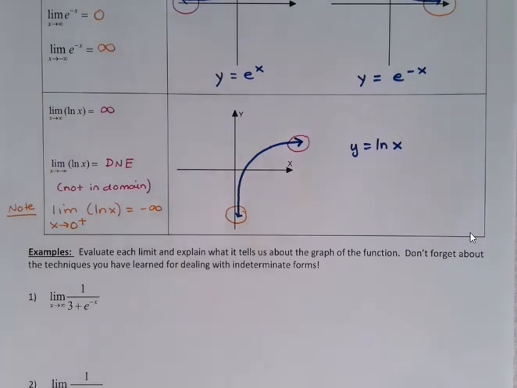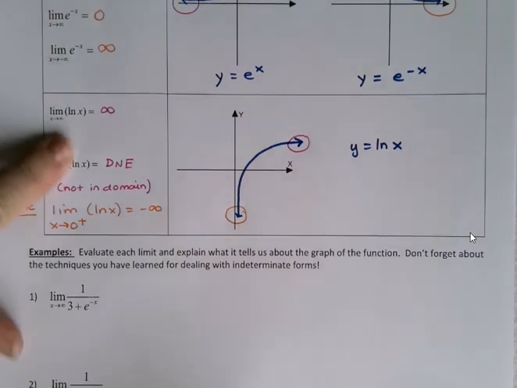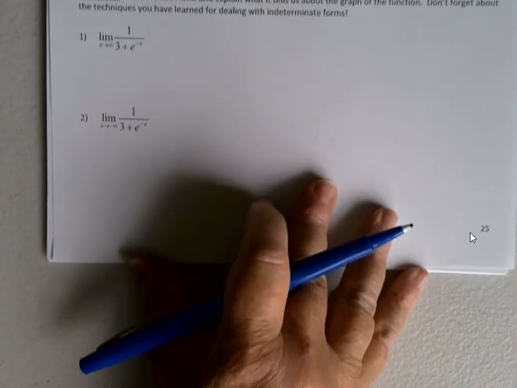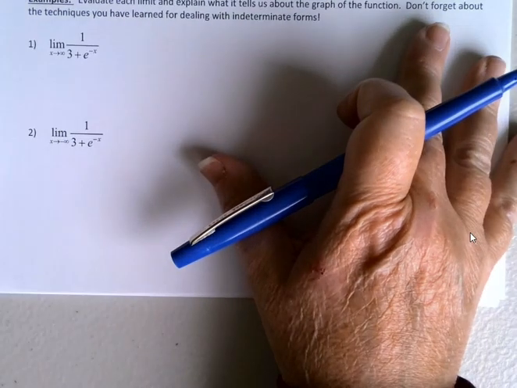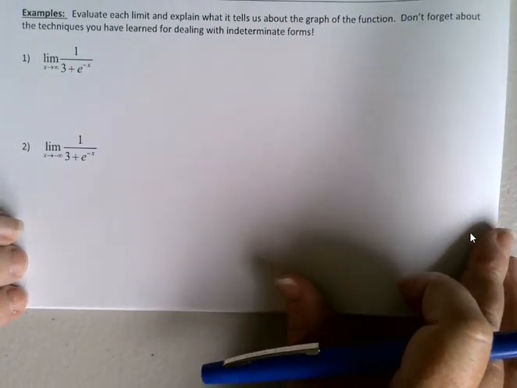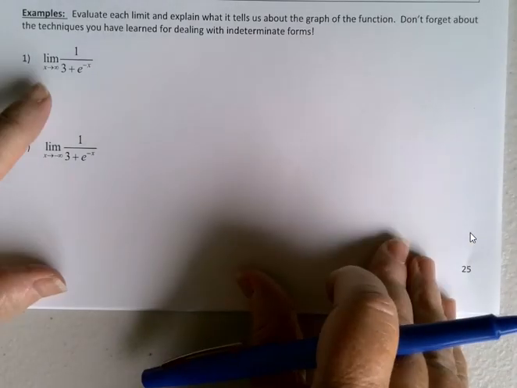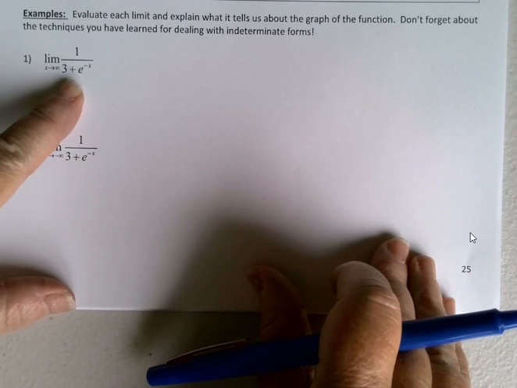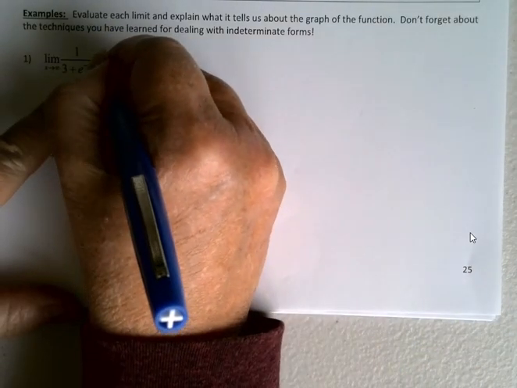All right, so keeping these limits in mind, and again, we'll use any of these limits freely at this point, let's go ahead and evaluate some limits that contain log and exponential functions. In this first one, we have the limit as x is going to infinity of 1 over 3 plus e to the minus x.